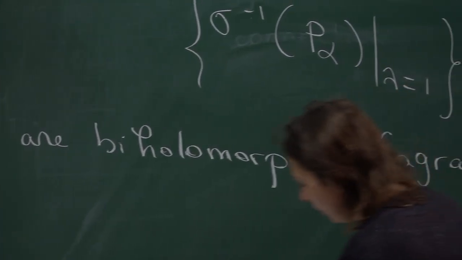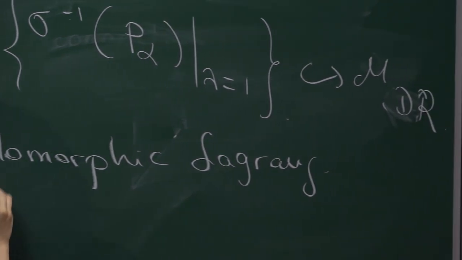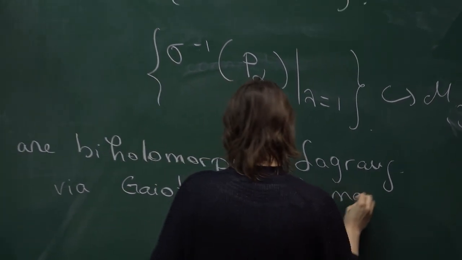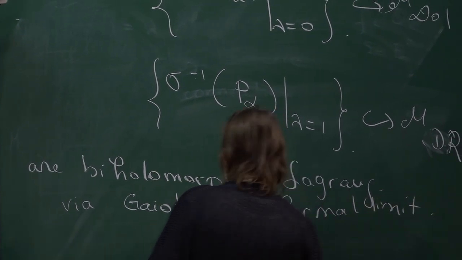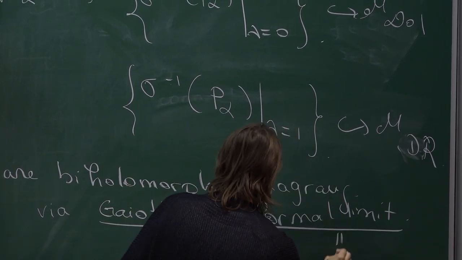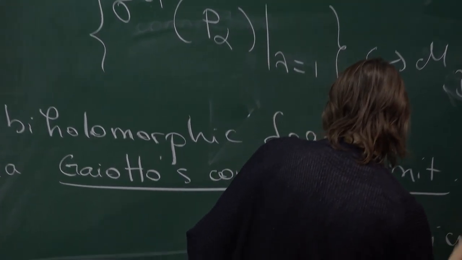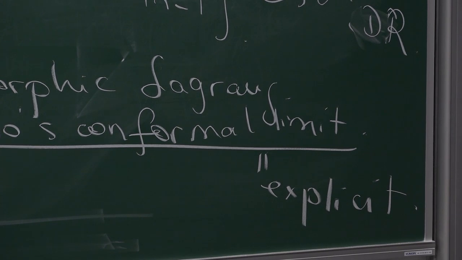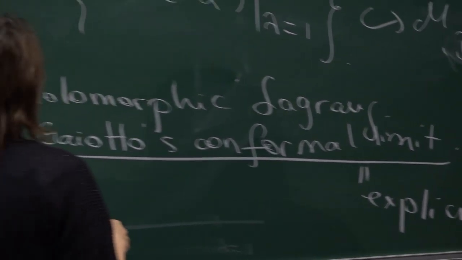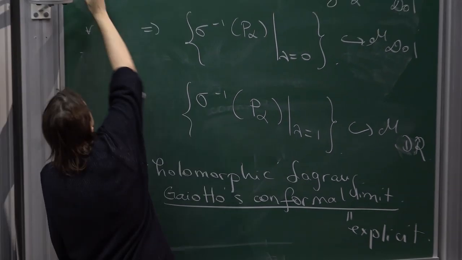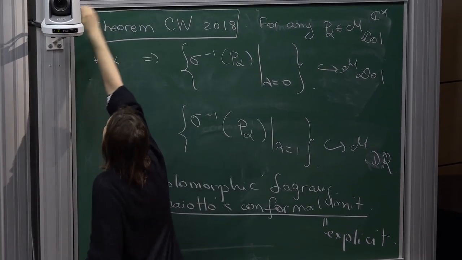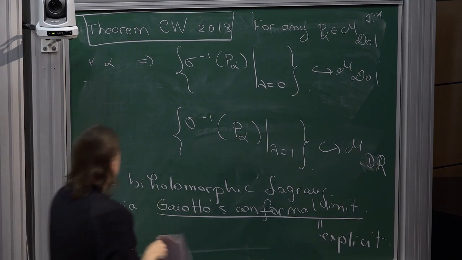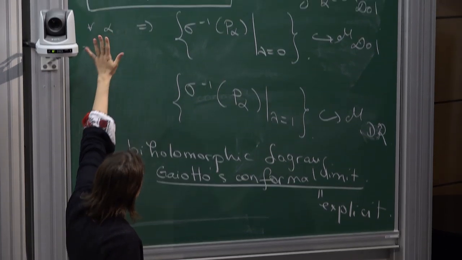Via Gaiotto's conformal limit. And this Gaiotto's conformal limit is explicit. So you can see from this, and the methods here that were used are similar to the methods that were used by us in, I have very short time, is similar to our technique.